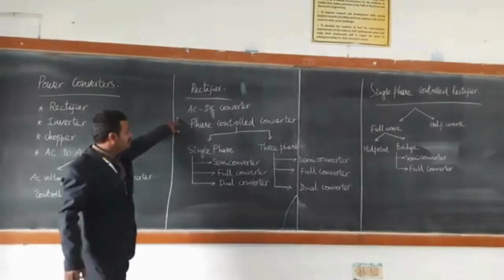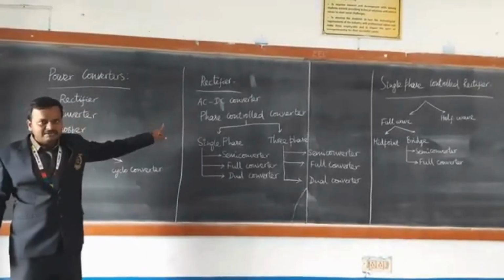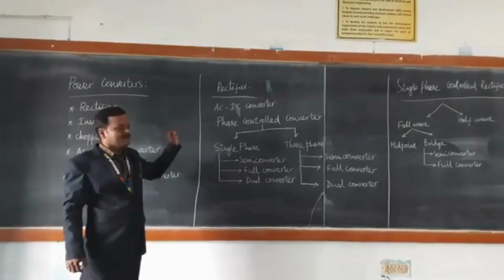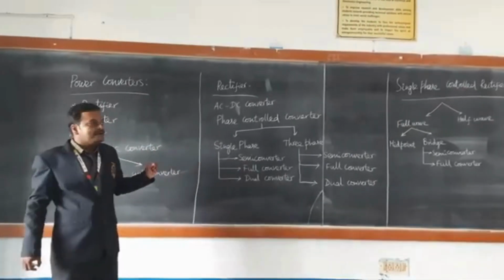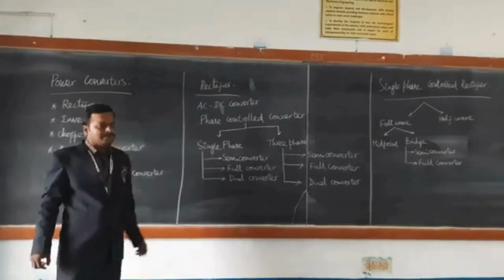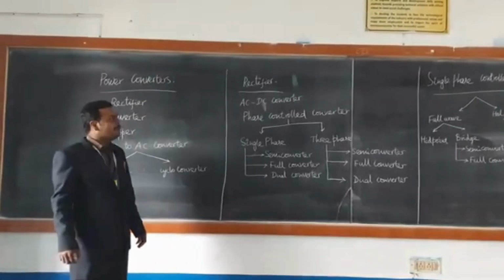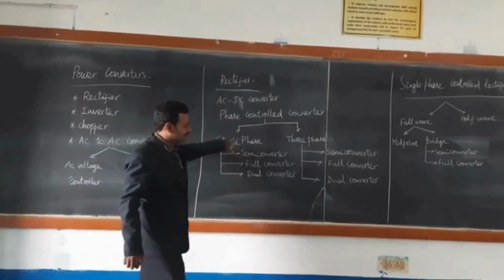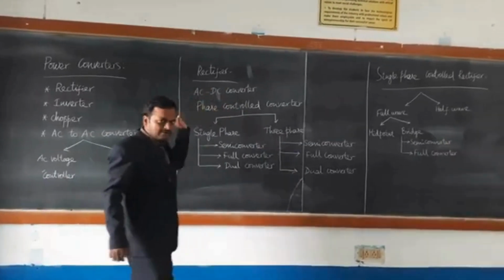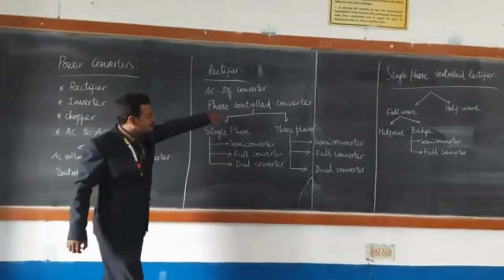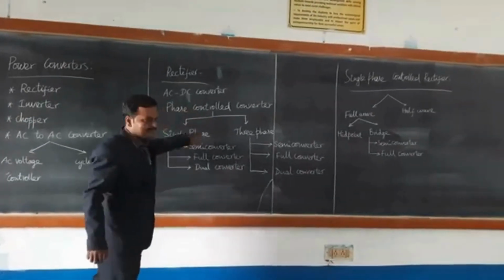Okay, input is AC fixed. Output is also fixed, but it's a DC. Then it is called uncontrolled rectifier or converter. The second one is the phase controlled or controlled rectifier or converter. In that we have a single phase as well as three phase. In that uncontrolled also we have a single phase as well as three phase. In this controlled also we have a single phase as well as three phase.